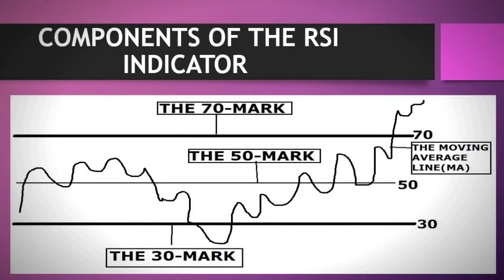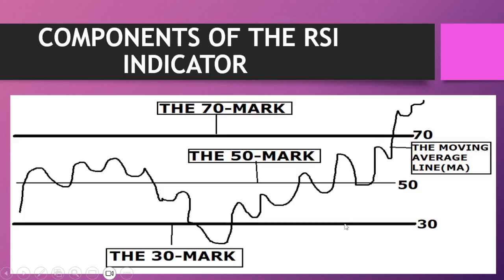The illustration or diagram shows the 4 major components of the RSI indicator and their relative positions. We have the upper horizontal line, which represents the 70% line or 70% mark of the RSI indicator. This line gauges the degree of price movement in the upward direction. It is also used for gauging or measuring the market overbought condition.